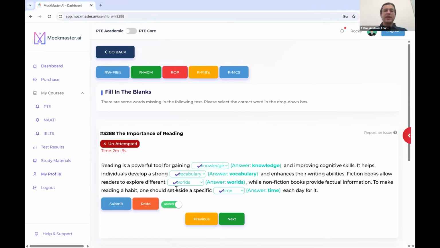Let's now go to reading drag and drop blanks. So these are drop down fill in the blanks. You get generally 6 questions of this task in the reading.